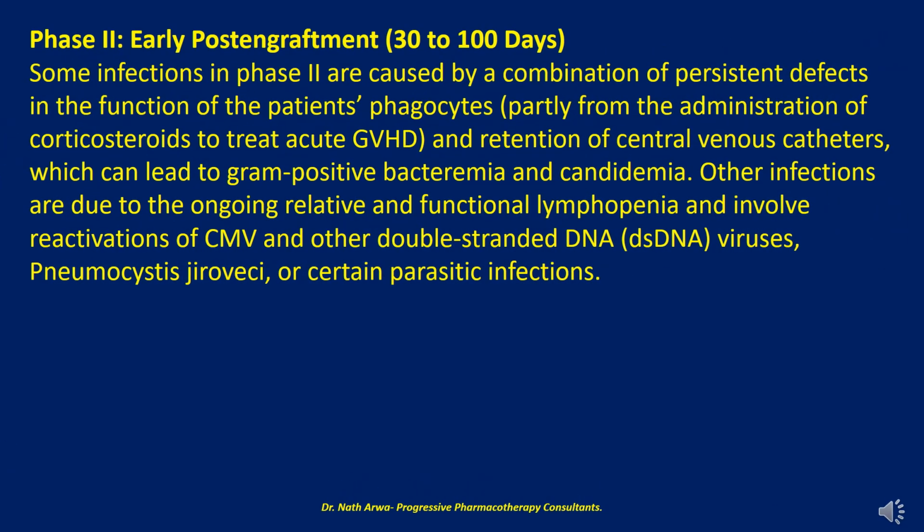Phase 2. Early post-engraftment, that is 30 to 100 days. Some infections in Phase 2 are caused by a combination of persistent defects in the function of the patient's phagocytes, partly from the administration of corticosteroids to treat acute graft versus host disease, and retention of central venous catheters, which can lead to gram-positive bacteremia and candidemia.